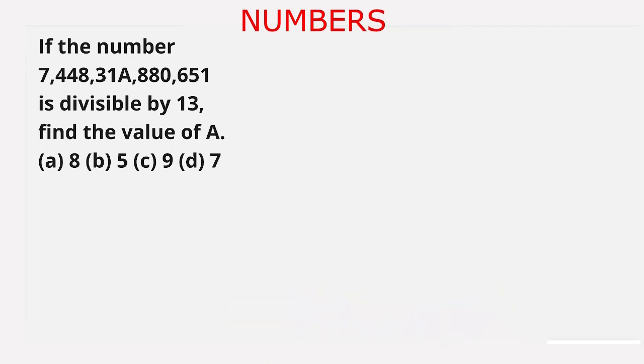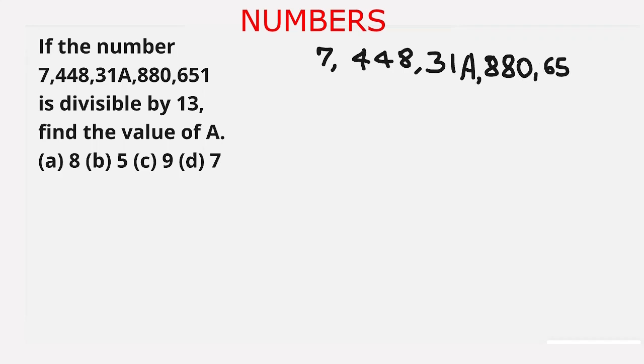We write the given number 744831A880651. If we divide this number by 13 and then find the value of A, it will be very difficult and time consuming. So we use the concept of divisibility rule of 7, 11 and 13, in which we make sets of 3 digits. So these are the 3 digits.